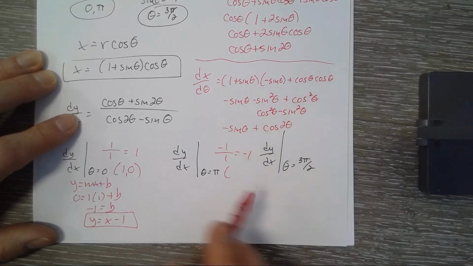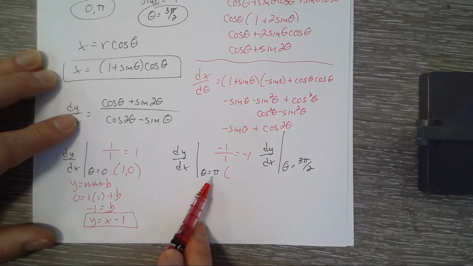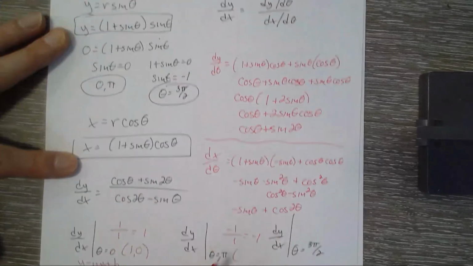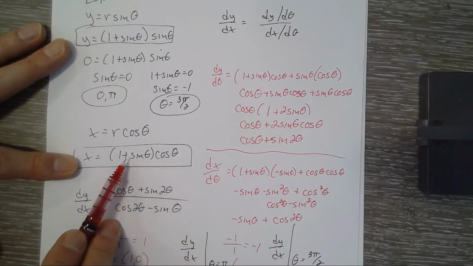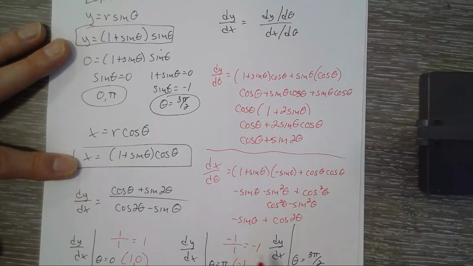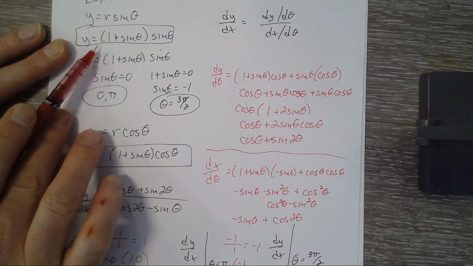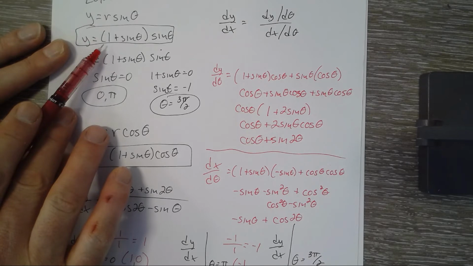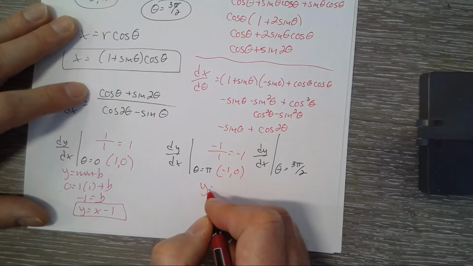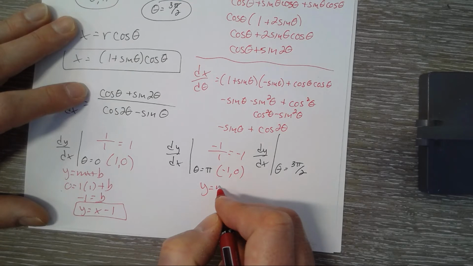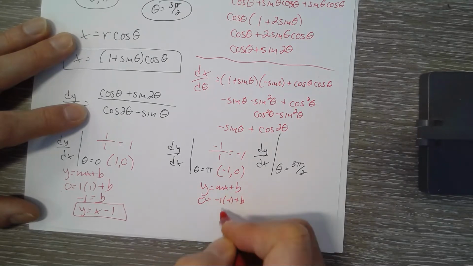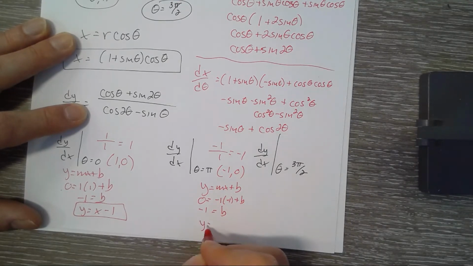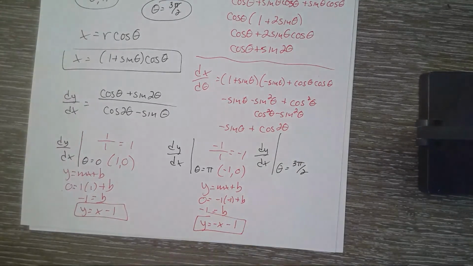We need to know the ordered pair. Theta equals pi, so I can plug it into x and y. So I get negative 1 times 1, so that's negative 1, comma, plug in pi here, I get 0. Equation of line, tangent at negative 1, 0. I know the slope is negative 1. So b is negative 1. So y equals negative 1x minus 1. There's my other tangent line.